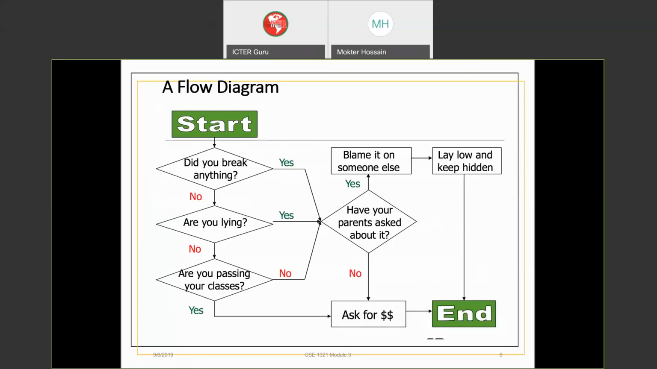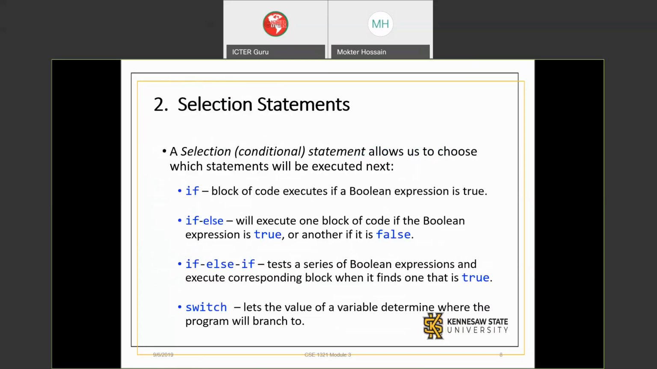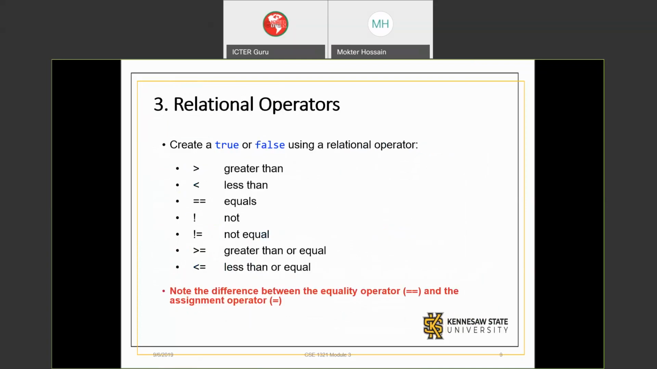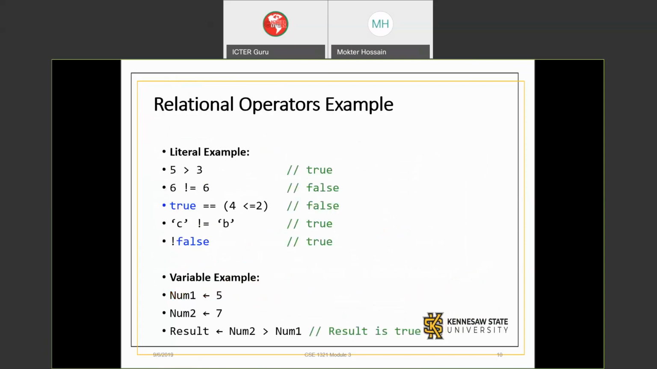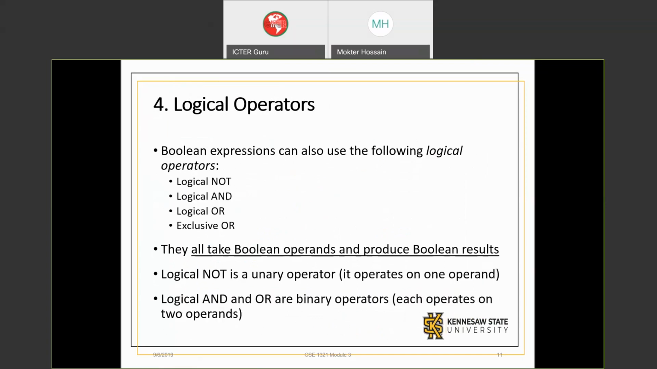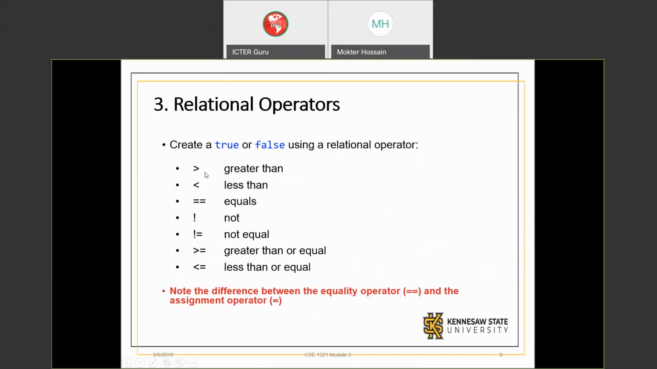We discussed that in order to use a selection statement, we need to use a Boolean expression, and Boolean expressions use relational operations and sometimes logical operations. These are the relational operators we discussed: greater than, less than, equals. This is logical equal, relational equal, whether two numbers or two items are exactly equal. This is NOT, which converts a Boolean true to false or a Boolean false to true. And this is not equal, whether a number is not equal to another number.